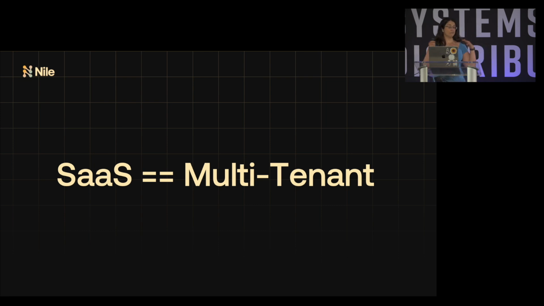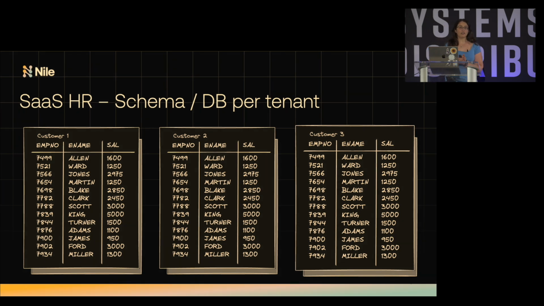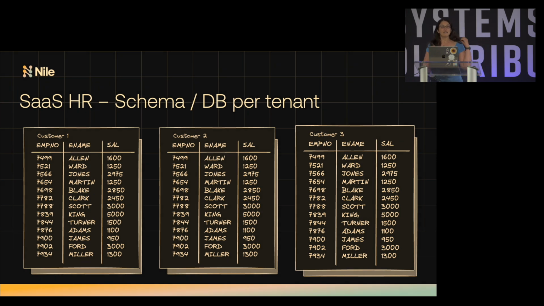So there are two main ways to do it. One is to say, OK, each one of our customers gets their own schema or user or database. They get their own storage. Everything is very separate. You get great isolation. Sometimes you have your own CPUs. This is the high overhead customer.